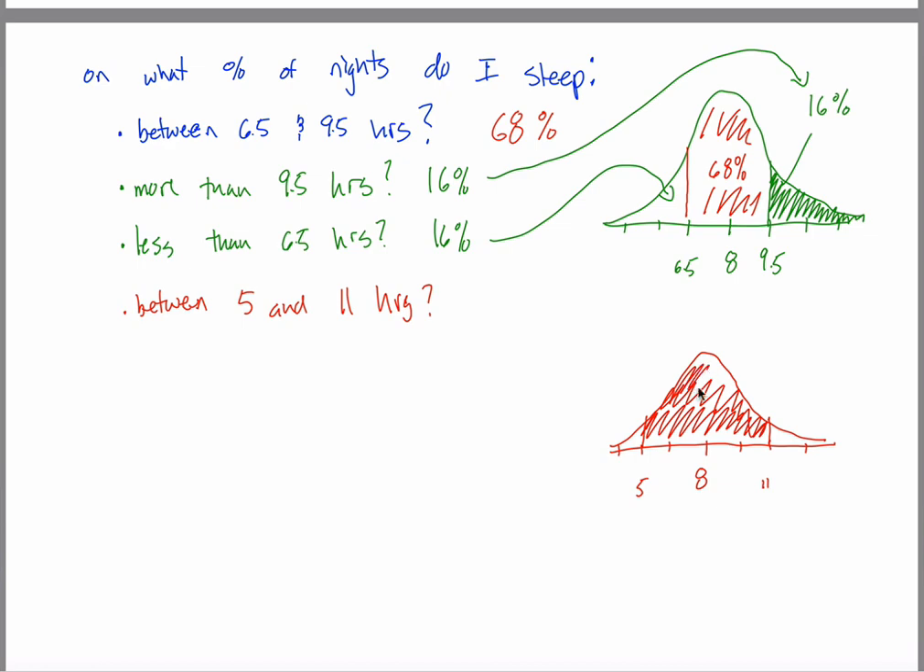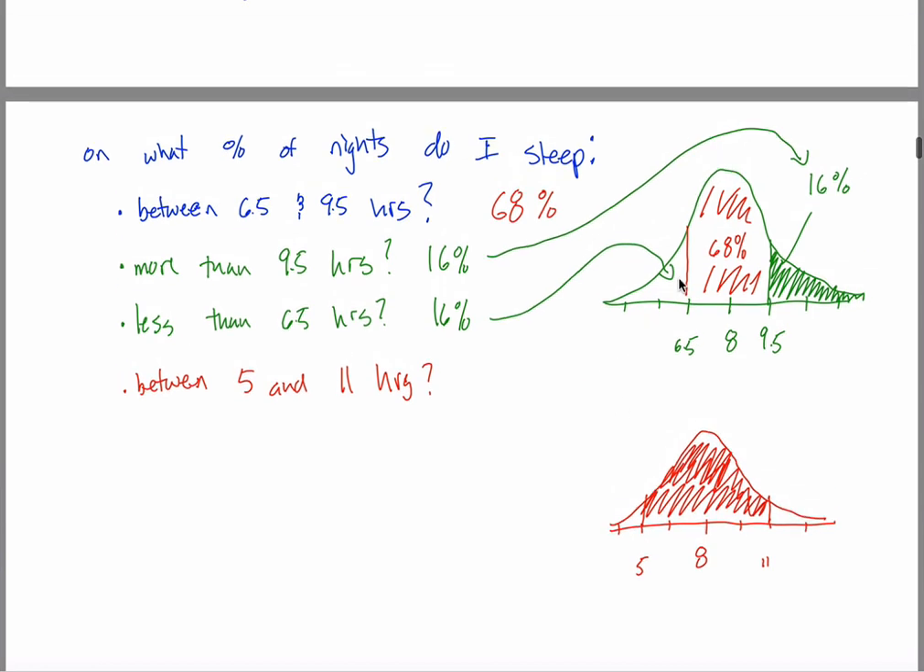First, the answer is not 68%, right? Because 68% went from 6.5 to 9.5. This goes from 5 to 11. How can I figure out what the answer is? Well, you have to recognize that this 5 is 2 standard deviations below the mean, and this 11 is 2 standard deviations above the mean.